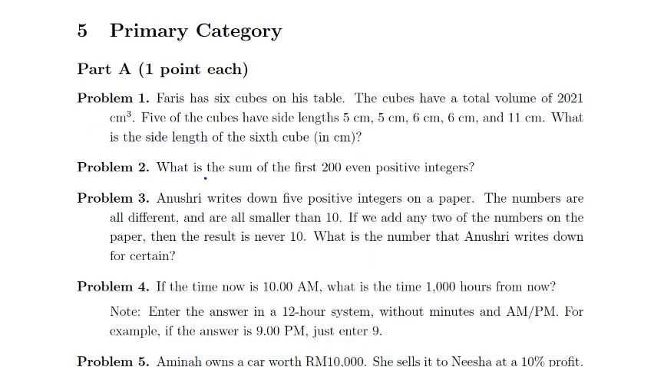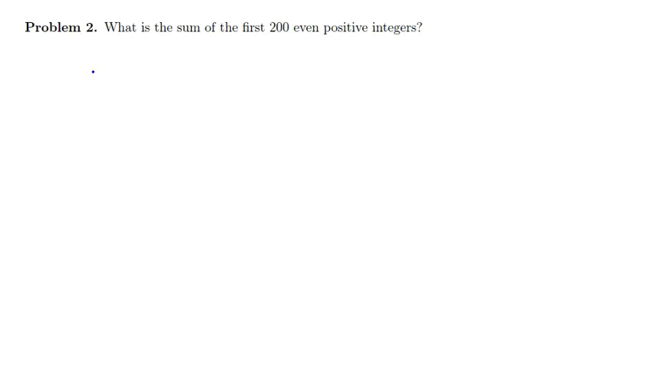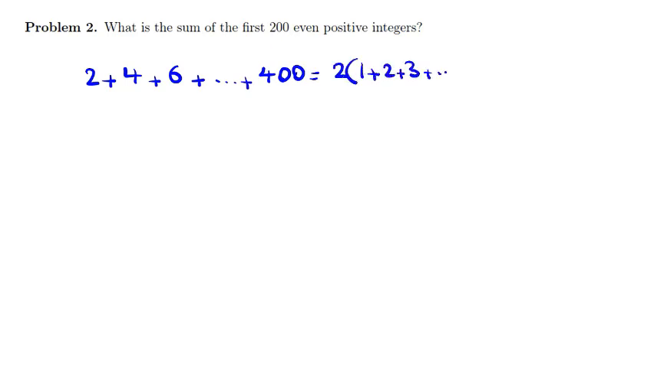Primary part, problem number 2. What is the sum of the first 200 even positive integers? Okay, you say 2 plus 4, first number, second number, third number is 2 times 3, up to 2 times 200, which is 400. What is the sum of that? You factor out 2, it will be 1 plus 2 plus 3 plus up to 200. And if you replace the formula, it will be 200 times 201, the formula here.